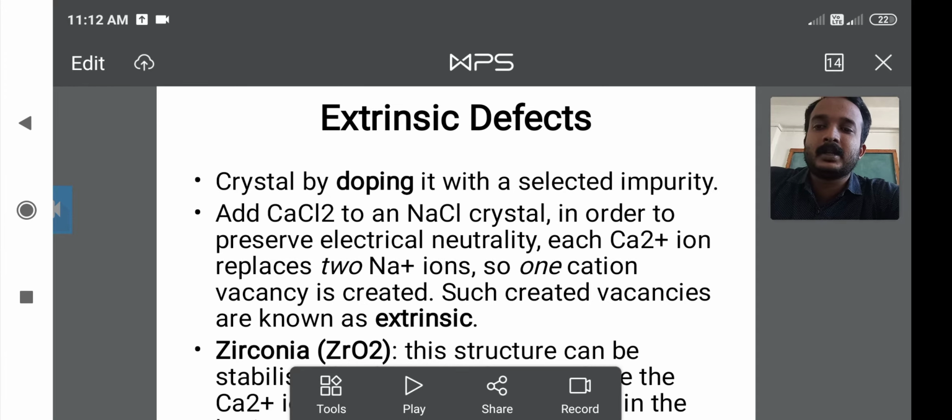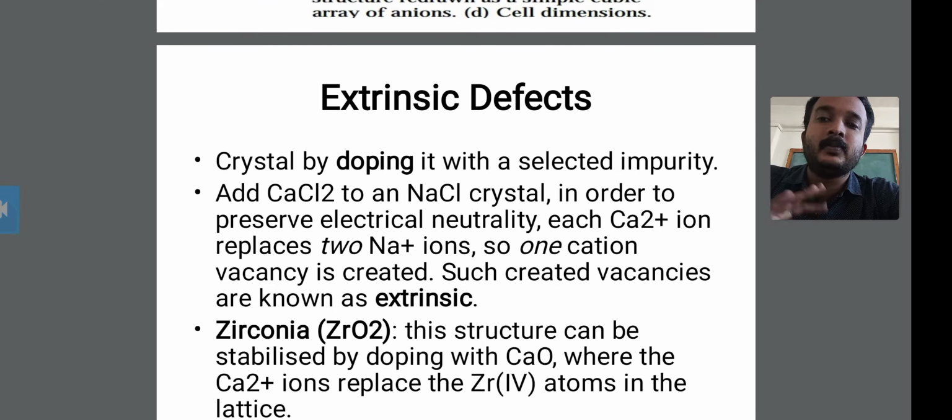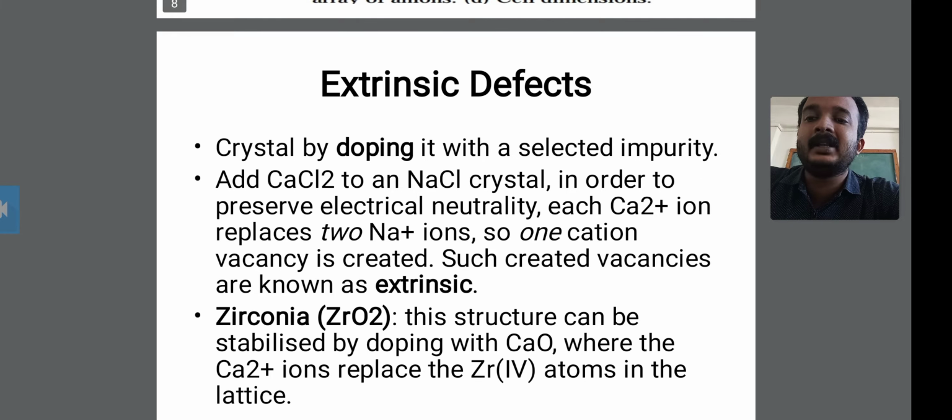Crystals are doped with a selected impurity, meaning the crystal is formed with some impurity. They add calcium dichloride to sodium chloride in order to preserve electrical neutrality. Each Ca2+ ion replaces 2 Na+ ions, so one cation vacancy is created. Such created vacancies are known as extrinsic defects.